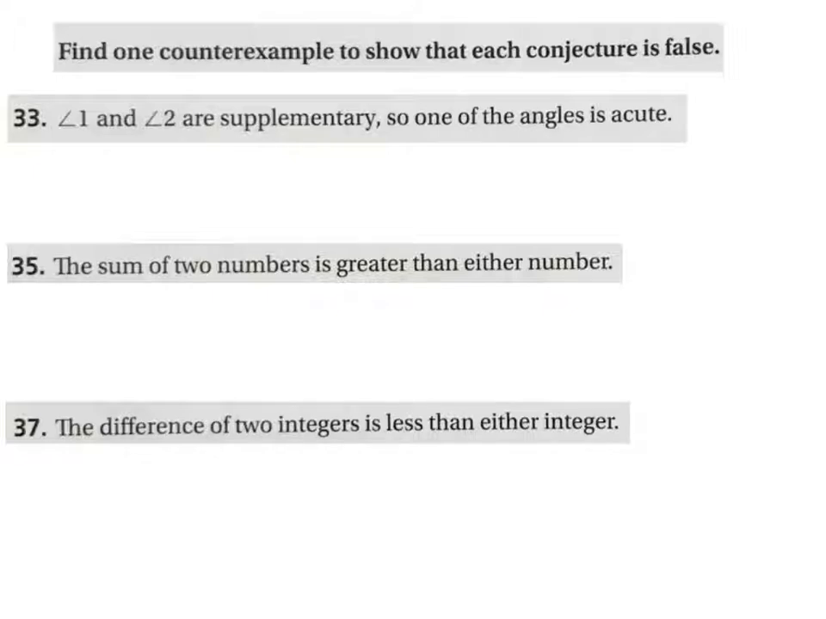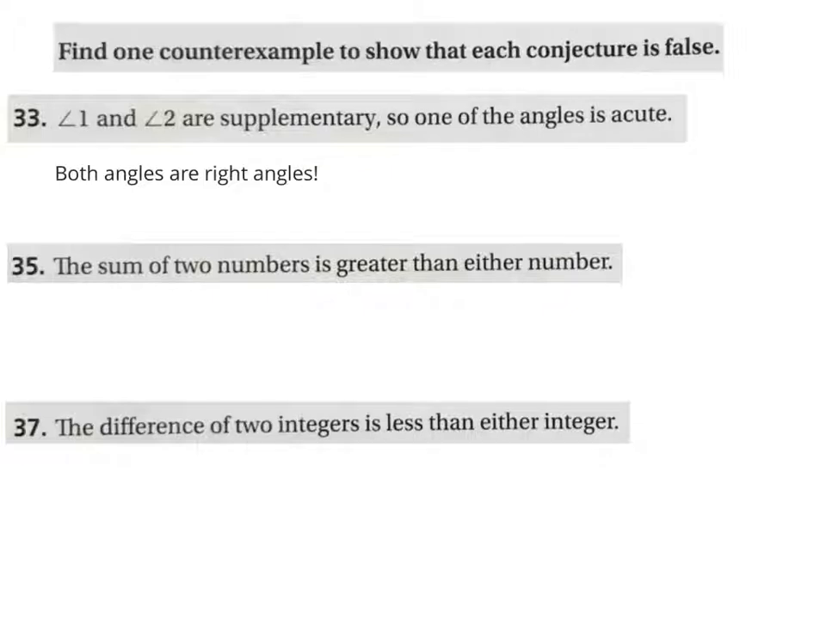Now, what is it? They're supplementary, they sum to 180, so one of the angles is acute. Well, if one of the angles is acute, then the other angle is going to be obtuse. Now, is there any other scenario where you could have two numbers that add up to 180 where one is not obtuse and the other is not acute? Yes. You could say, what about when both angles are right angles? Aha. I'm going to put an exclamation point because I like it.